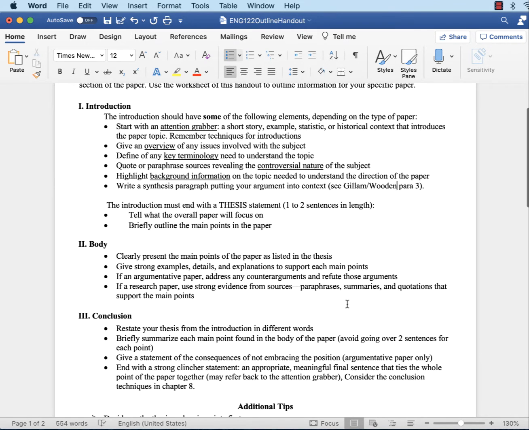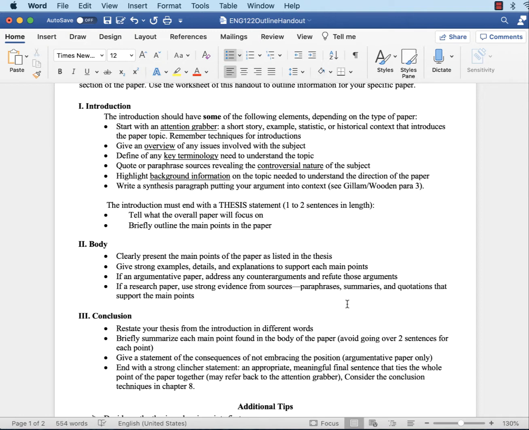The body paragraphs should clearly present the main points of the paper as listed in the thesis. So if you say you're going to be talking about something, you may have 3 different sections that you're going to talk about, like historical viewpoints, or viewpoint A, viewpoint B, and then viewpoint C, which is where you land as far as the argument goes.